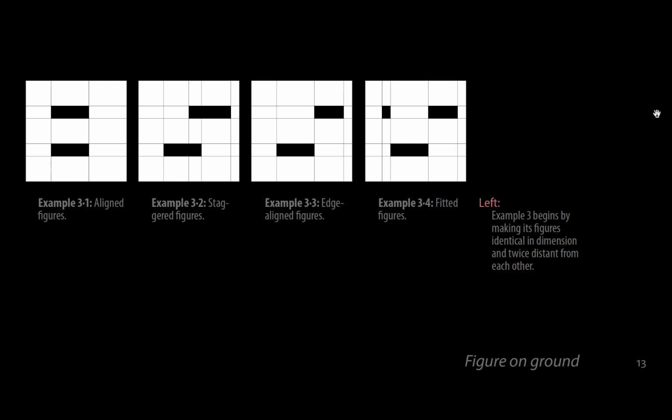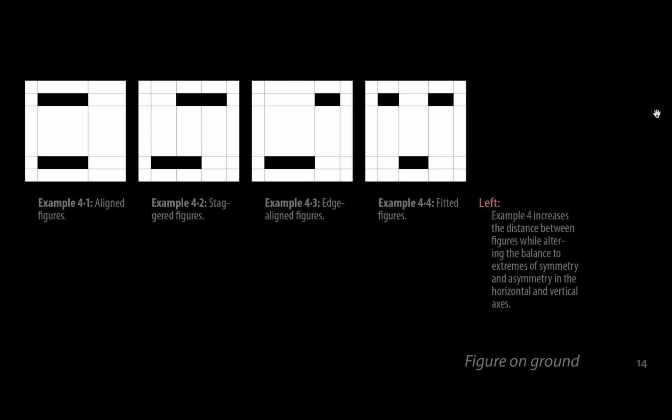Again, this example begins by making its figures exactly the same. So these are identical figures in the very first example. And they're twice distant from each other, meaning that the space in between them is equal to 2 times their height. And this, you can also see the varied result that you get at the end of this.